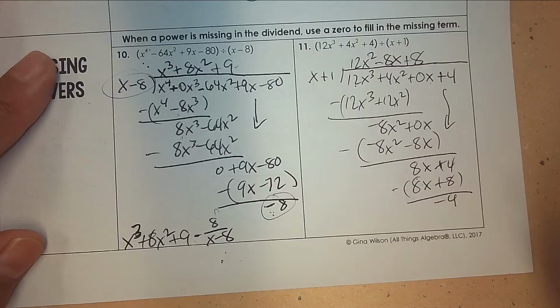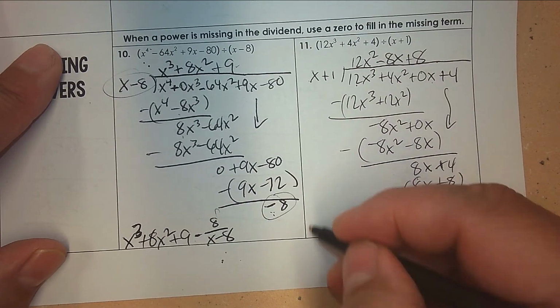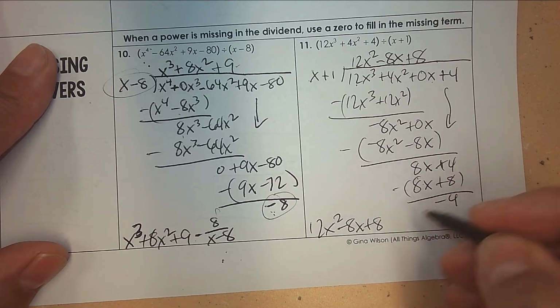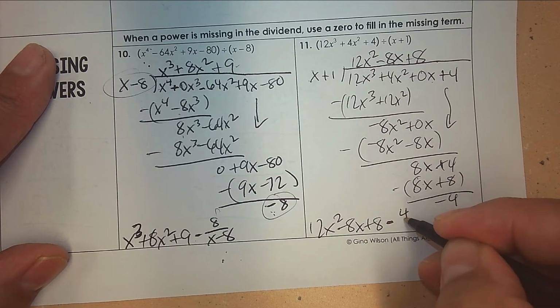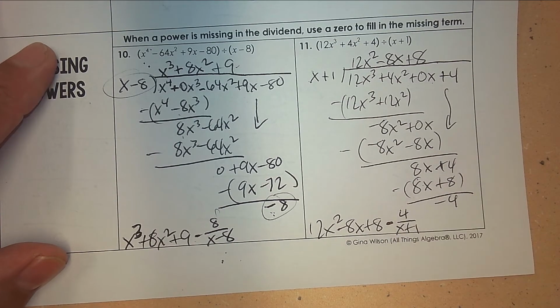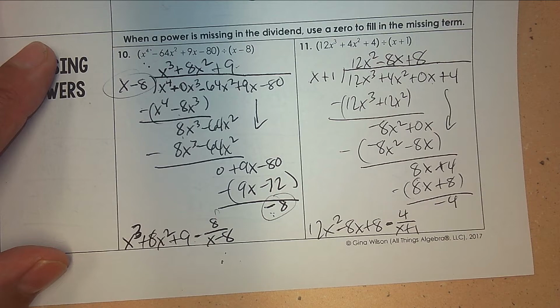So how do you write that answer at the end? We have 12x squared minus 8x plus 8, and then we write the remainder. Subtracting, 4 is the numerator, and x plus 1 is the denominator, what you divide it by. All right, next page.